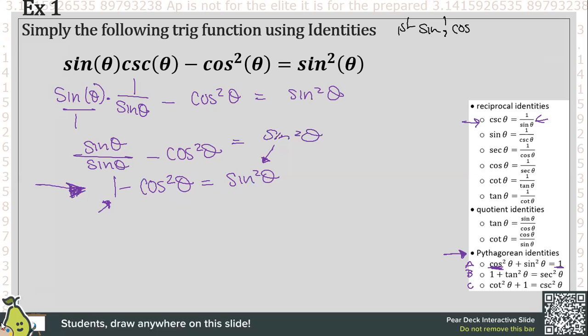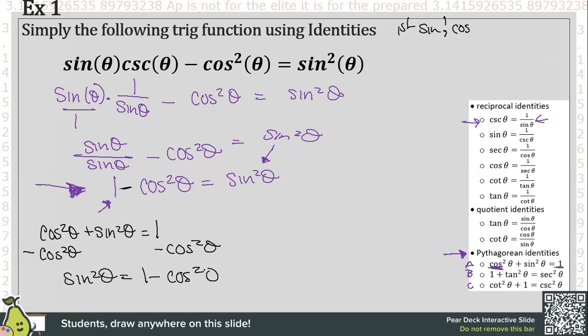Okay, so it would be to our best interest to use the first equation, which says cosine squared theta plus sine squared theta is equal to 1. Now I'm going to manipulate this by subtracting cosines, because this cosine is negative, and the only way I can make it a negative is if I subtract it on both sides. So we have sine squared theta is equal to 1 minus cosine squared theta.